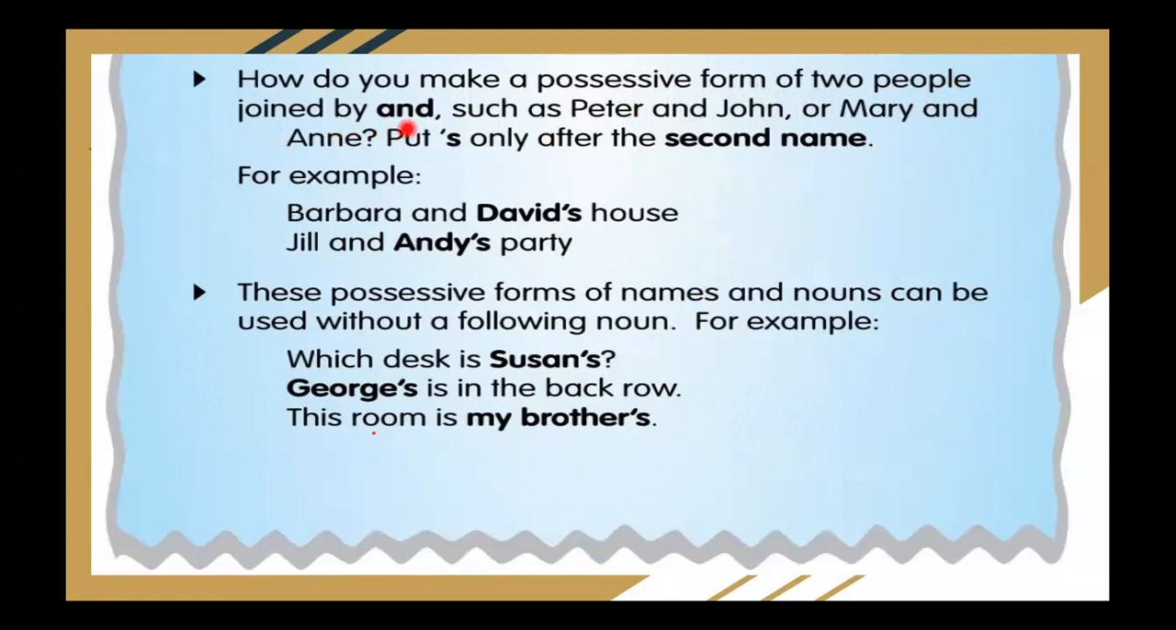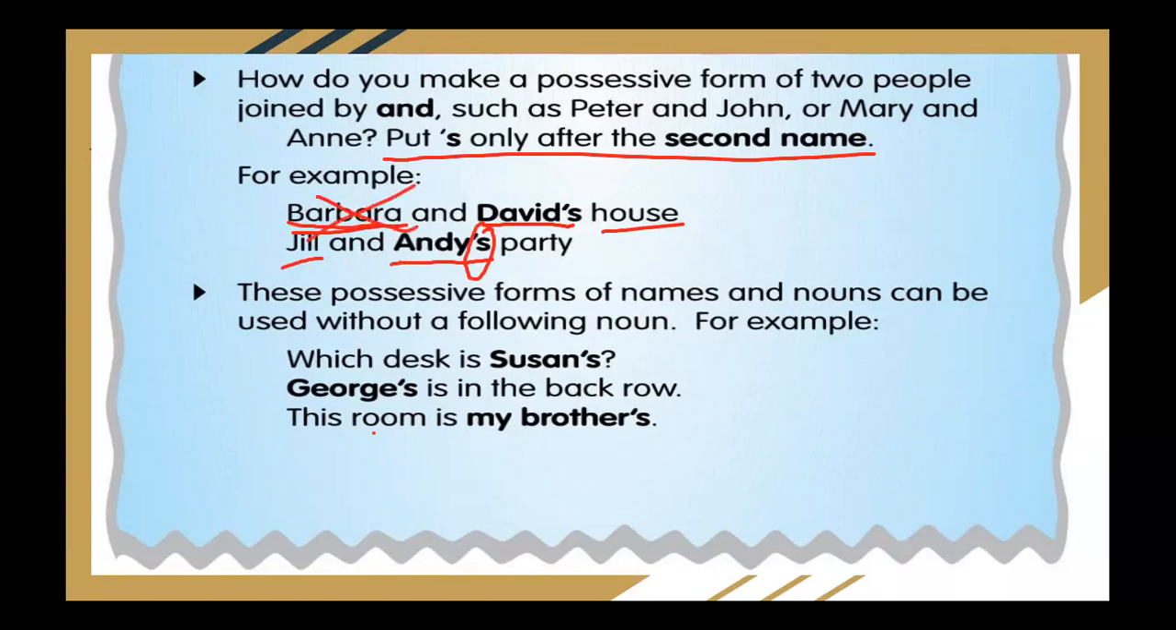So how do you join possessive form for two people? Joined by and, such as Peter and John. Put apostrophe s only after the second name. So if you're talking about possession of two people, how are you going to say Barbara and David's house? You can see Jill and Andy's. So when you're writing the name of the second person, there you are going to write an apostrophe s. जब हम first name लिखते हैं यहाँ पर apostrophe नहीं लगाएंगे.